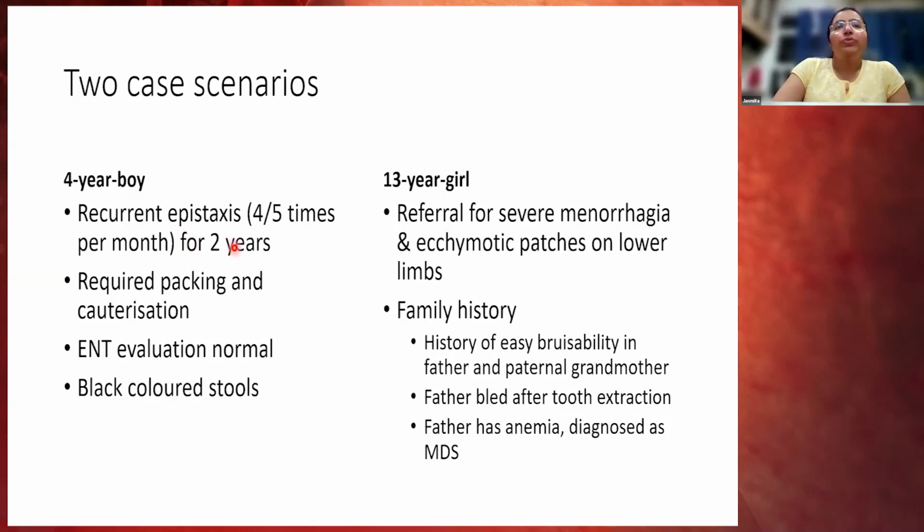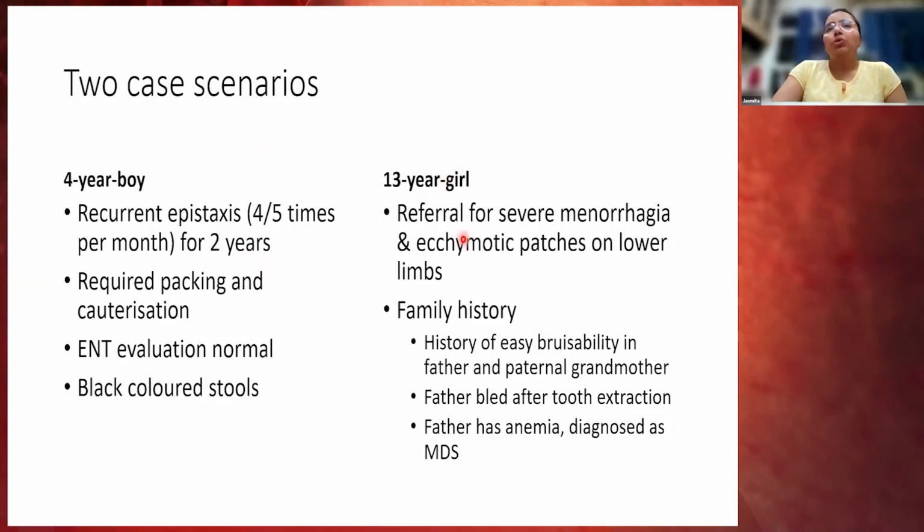One is of a 4-year-old boy with recurrent epistaxis, 4 to 5 times per month for the last 2 years. He's required packing and cauterization. ENT evaluation was normal. In addition, he reports having some black colored stool episodes twice in his life.